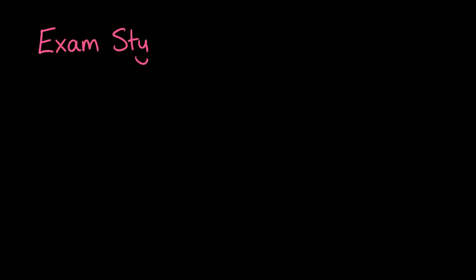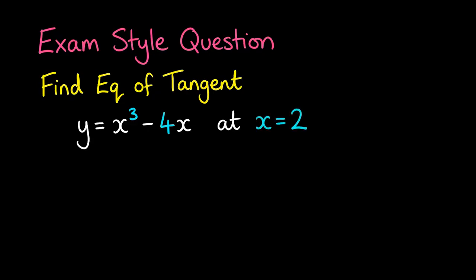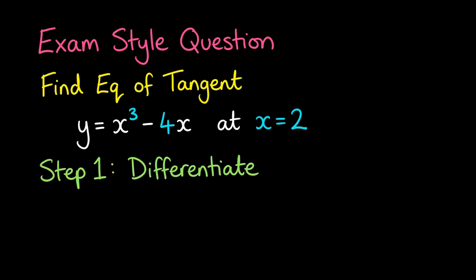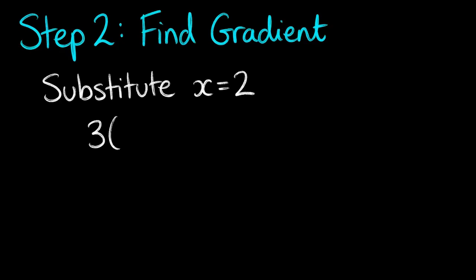Now let's put this into an exam-style question. Find the equation of the tangent to y equals x cubed minus 4x at x equals 2. Step 1 is differentiate. The derivative is 3x squared minus 4. Step 2 is find the gradient at x equals 2. Substituting gives 3 times 4 minus 4, which is 8.